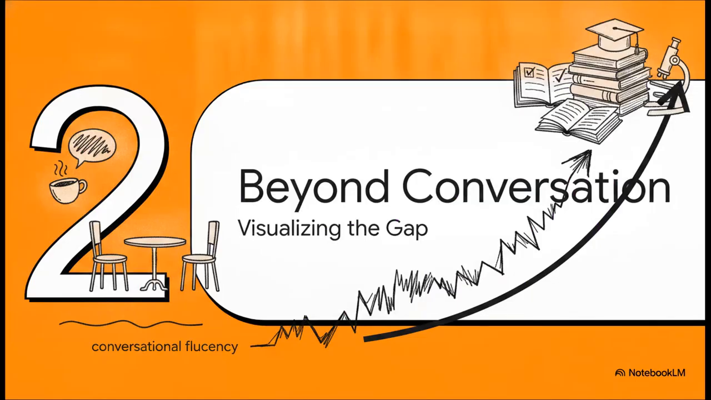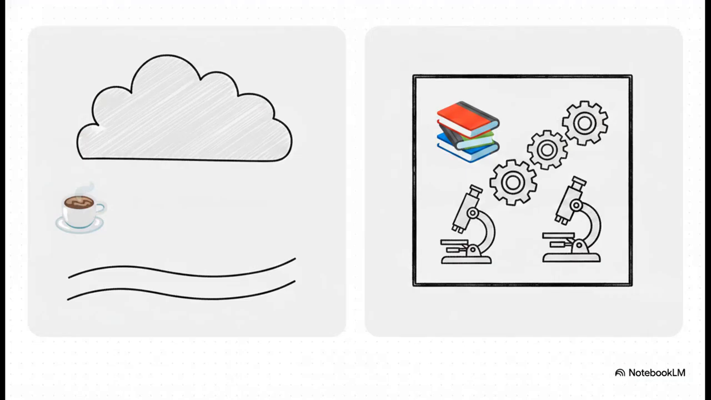Section 2, Beyond Everyday Conversation. Visualizing the gap. Now, you might be asking yourself, hey, if I can speak English perfectly well at a coffee shop, why do I even need EAP? Well, that brings us to the massive gap between conversational fluency and academic proficiency. What's really interesting about this slide is the stark difference between chatty, everyday English and formal academic discourse. It's night and day.